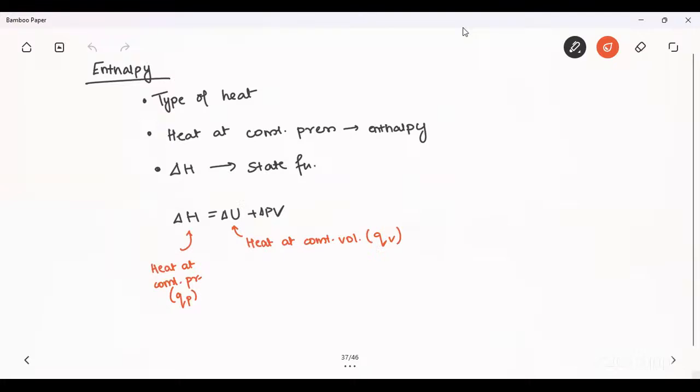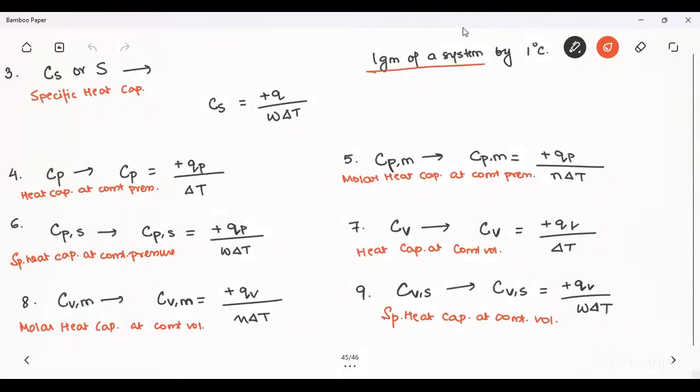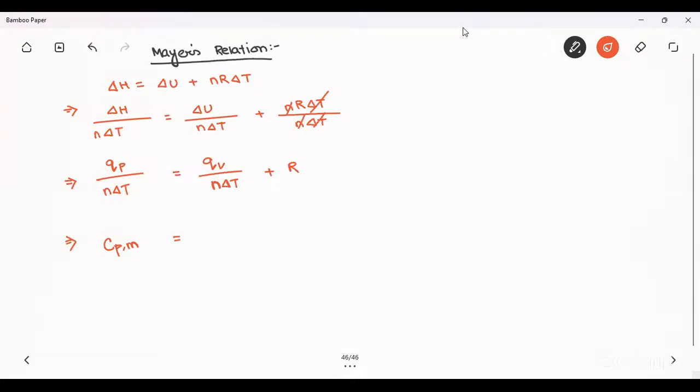This is delta H is QP. So divided by n delta T is equal to delta U is QV divided by n delta T. And this cancels out. So QP by n delta T is CPM. If you see here, this is CPM, where CPM is QP by n delta T, and QV by n delta T is CVM. I'm just replacing it. It is CVM plus R.